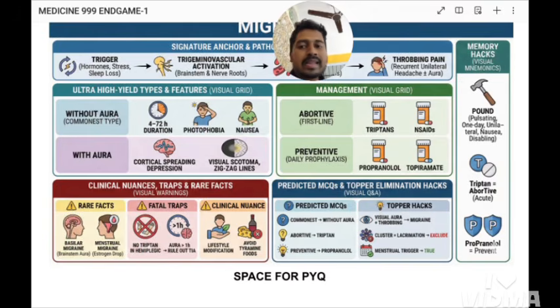One more thing is that the aura associated with migraine lasts for less than 1 hour. It will come and then go, and then it will be followed by photophobia, nausea and all. Okay. But if it lasts for more than 1 hour, you should definitely rule out TIA, that is transient ischemic attack, which we saw under stroke.